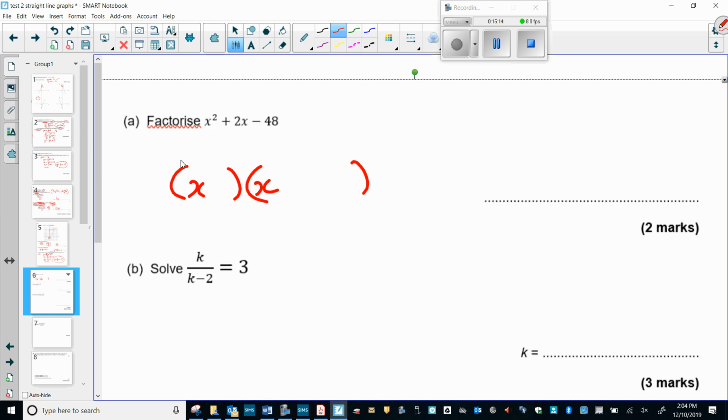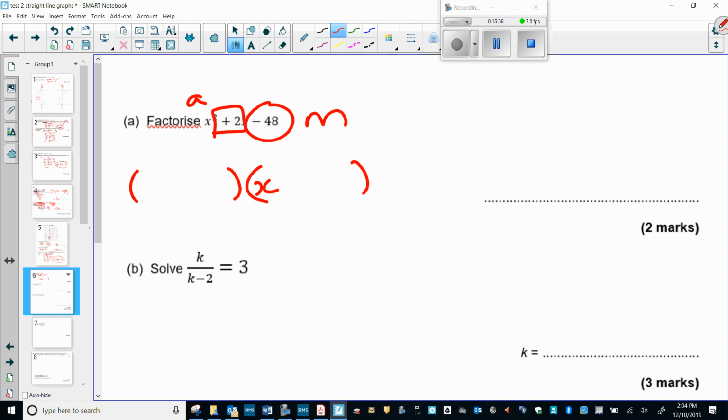What you would do is you would say what multiples equal negative 48, and what adds to equal 2. So you know that one of your factors is going to have to be negative, because negative times positive is a negative. You can list your factors.